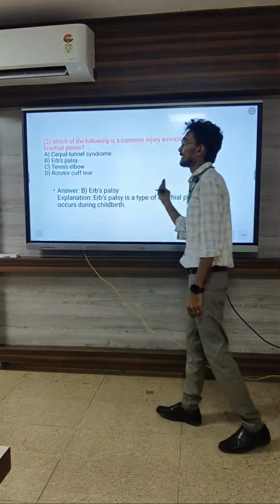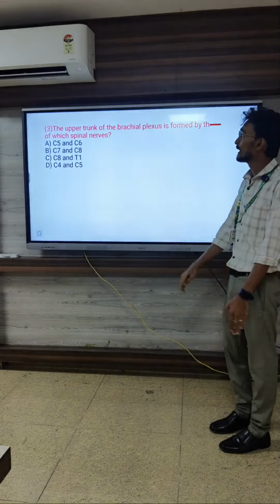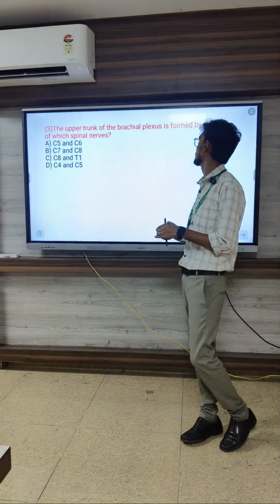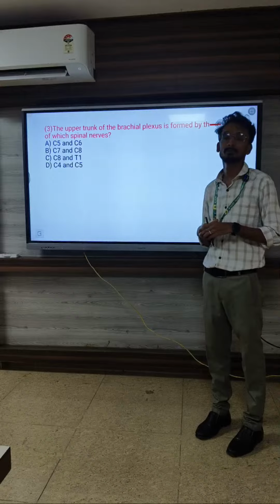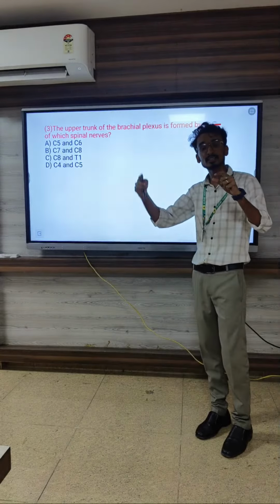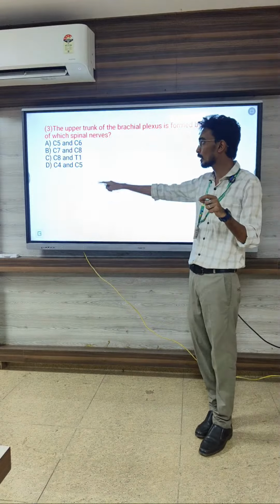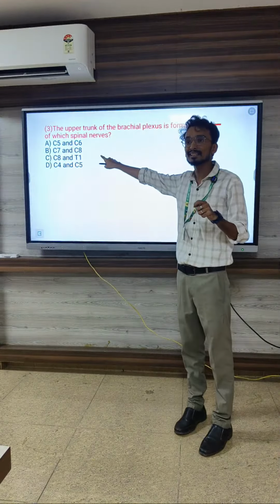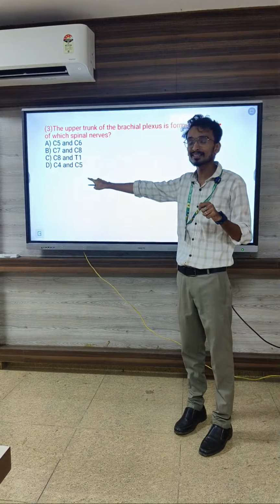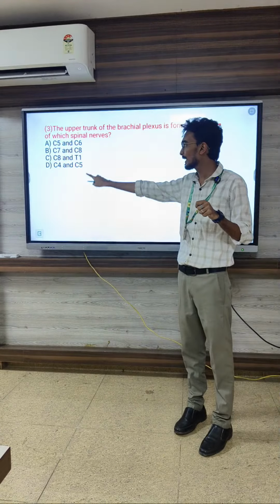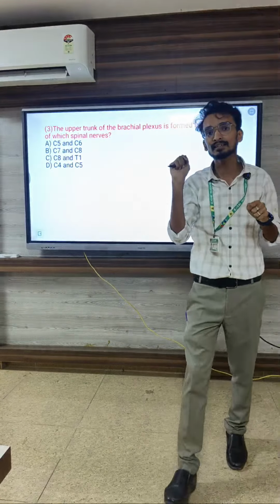Moving to the next question. The upper trunk of the brachial plexus is formed by which of the spinal nerves? As we have seen, there are three trunks. The upper trunk is formed by which nerve roots? Option A, C5 and C6. Option B, C7, C8. Option C, C8 and T1. And option D, C4 to C5. Have a glance. We'll be back.